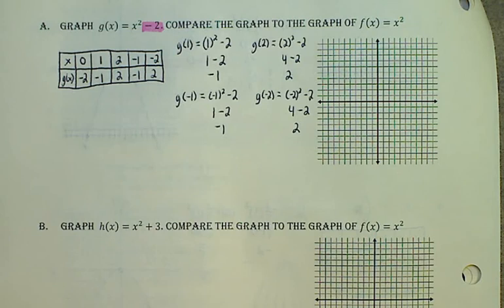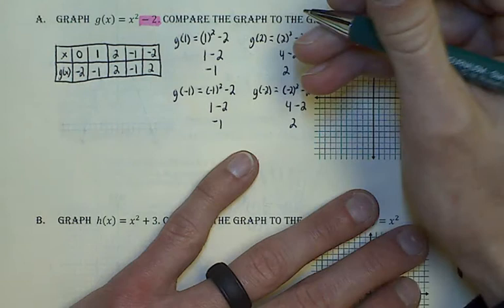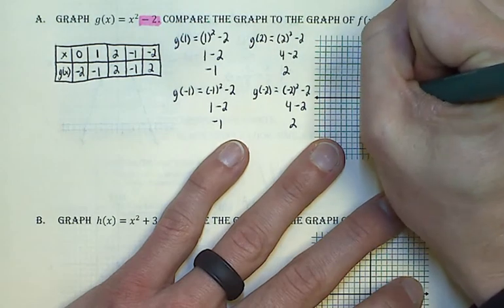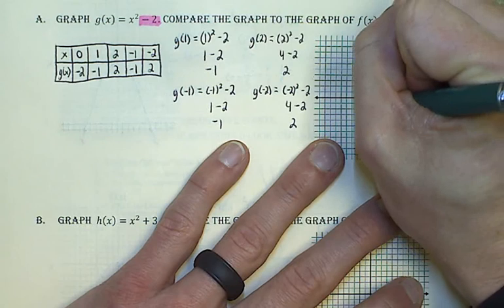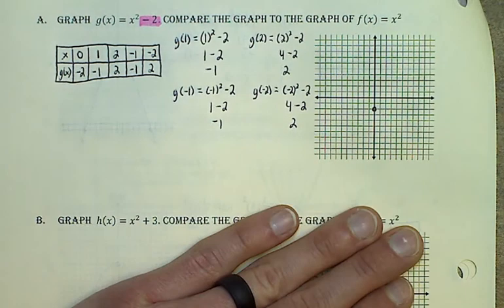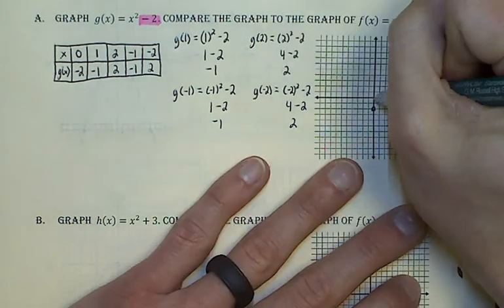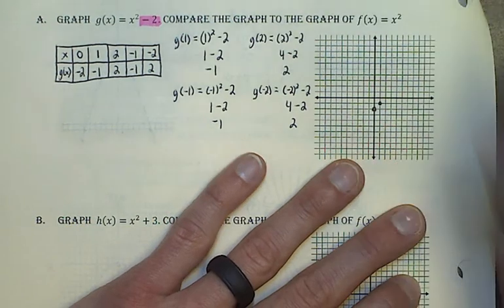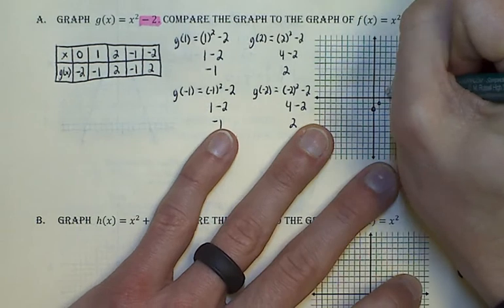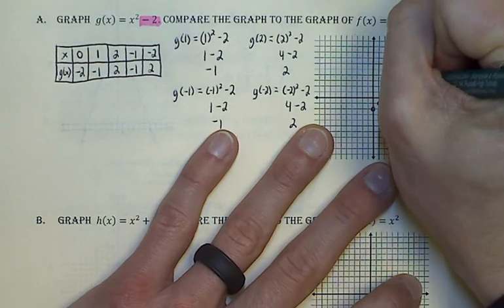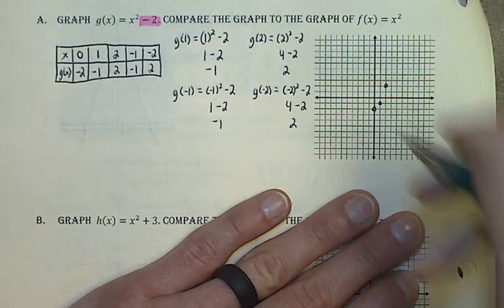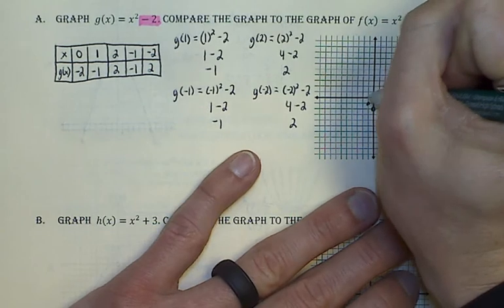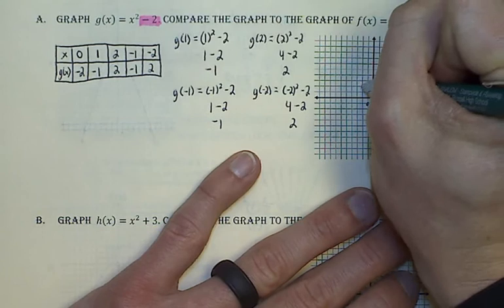So first point, 0, negative 2. So 0 on the x-axis and down negative 2. There's my vertex. Then I've got a point of 1, negative 1. So right 1, down 1. Then I've got a point of right 2, up 2. Then the same on the other side. Left 1, down 1. And left 2, up 2. And again, they should look like mirror images. So there is my graph.